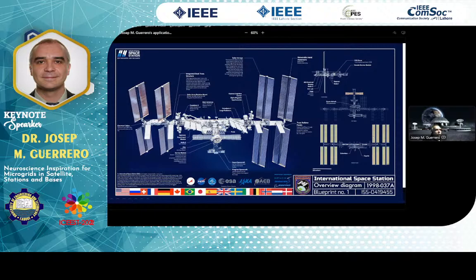If we look at space stations, it's really exciting because we have the International Space Station, but also some others are coming, like the Chinese with the Tiangong 1 and 2.